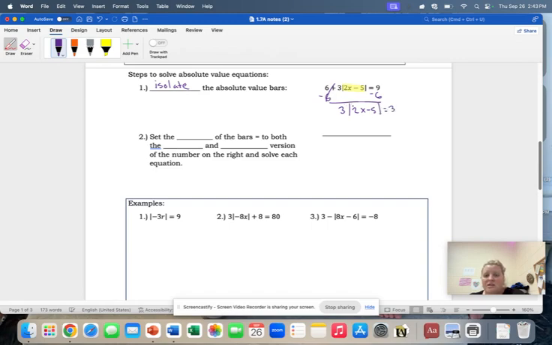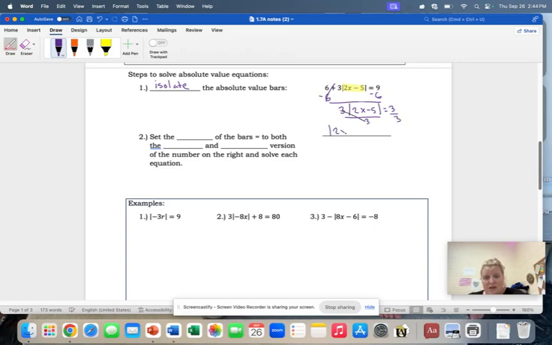Again, knowing I'm not allowed to distribute, now I need to undo multiplying 3 by the bars. So when you have something that's side by side, there's a multiplication operation going on. To undo multiplication, you have to use division. So we'll divide both sides by 3.